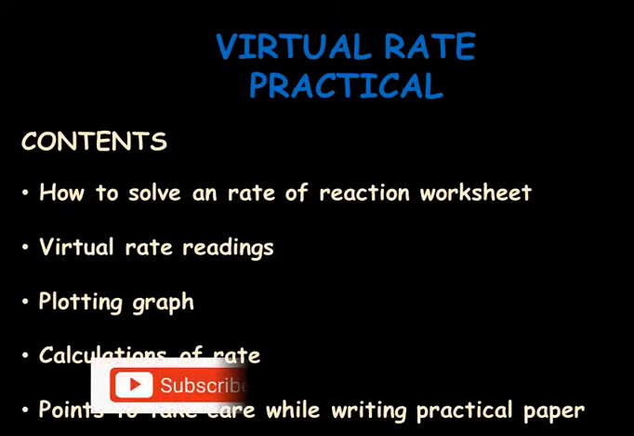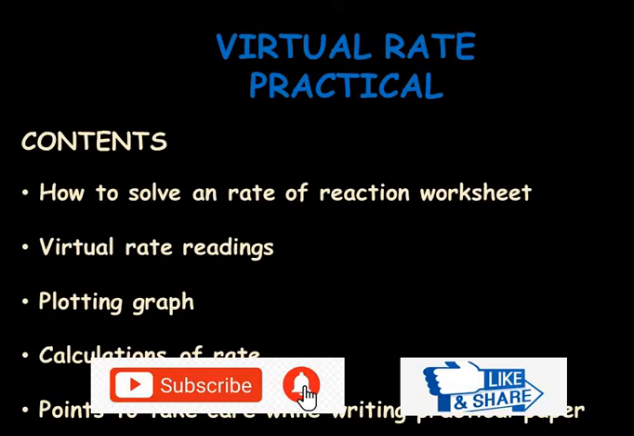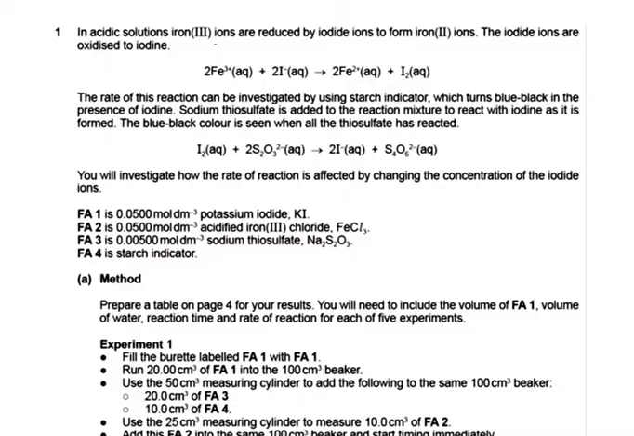So here we have some readings based on the rate of reaction, and we will discuss it with the help of one of the past paper questions of the rate of reaction. Here is one of our questions based on the rate, where it says that in acidic solution, iron 3 ions are reduced by the iodide ions to form iron 2 ions, and the iodide ions are oxidized to iodine. Now you can always pause the video and read the whole procedure, but the most important part here is that Fa1, Fa2, Fa3 and Fa4 are given with the name and the proper concentration also given. The starch is an indicator.